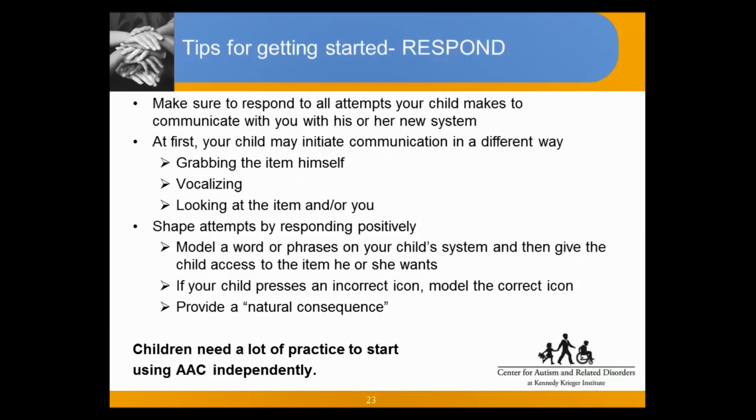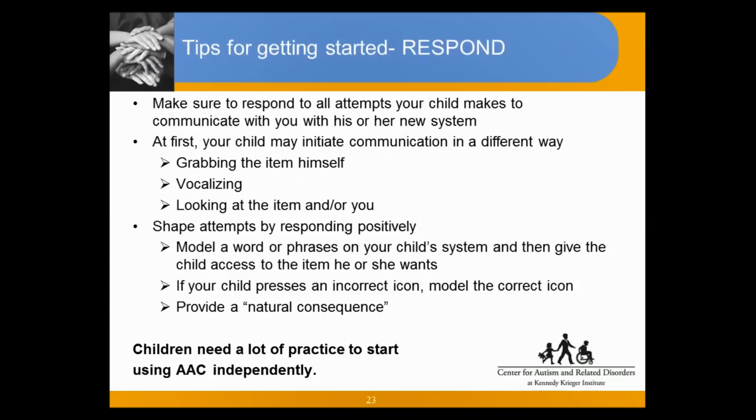And then shaping their attempts by responding positively. So modeling language, modeling correct icons, or even providing a natural consequence. So if the child wants bubbles but asks for a car, we're going to give them a car instead of the bubbles, even if we have the bubbles in front of us and we know what they're asking, so that they can make that association with the icon, even if it was a mistake. And then modeling, obviously, the correct icon before giving them what they meant to ask for.